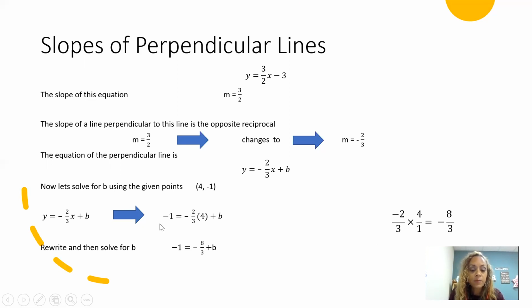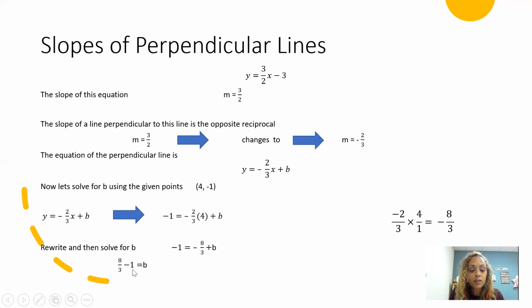Then we rewrite. So I rewrote it: -1 is equal to -8 over 3 plus b. Now we've got to get rid of this 8 over 3, so we move it to the other side. Now it becomes positive. So it's positive 8 over 3 minus 1 is equal to b.